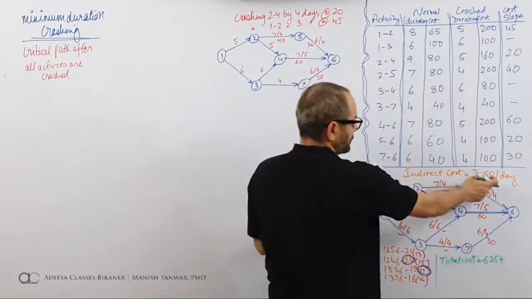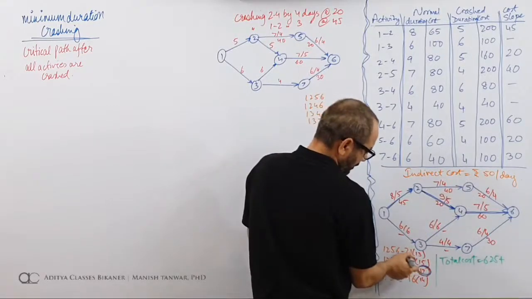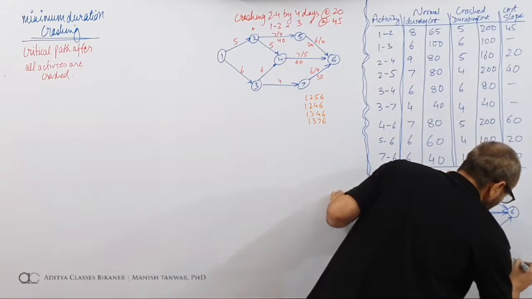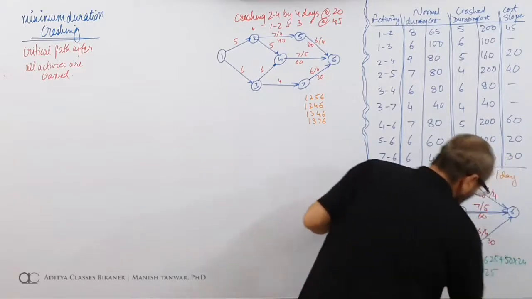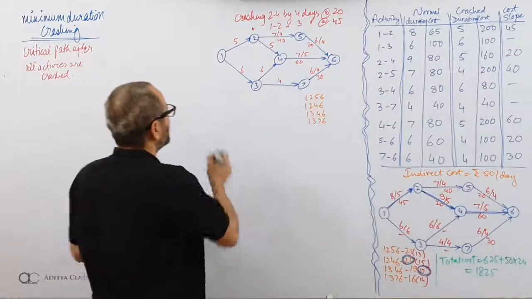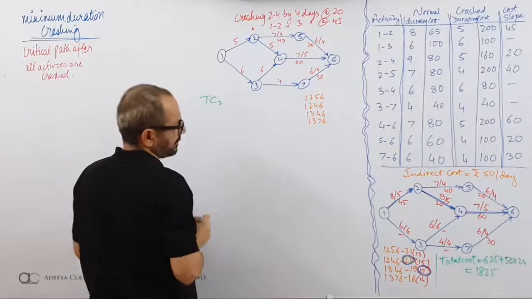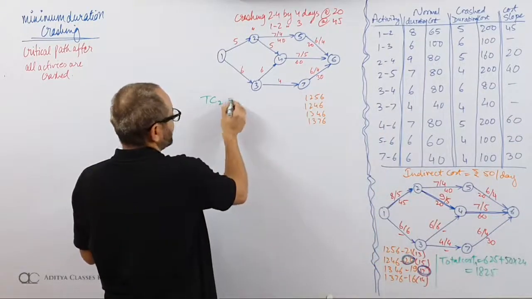plus indirect cost 50 rupees for 24 days. 50 for 24, that is 1200, that is 1825. To start with, my total cost was 1825. What about total cost now? Total cost 2 we can call it. This was total cost 1 because first stage. This is second stage. What will be the total cost?